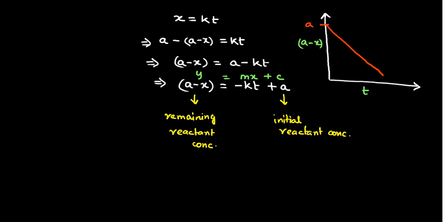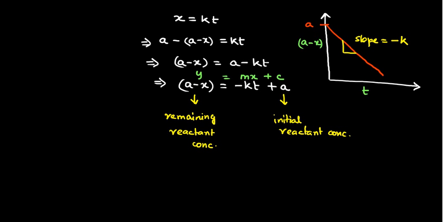Because what is the slope here? The slope here is minus k. So it is a decreasing plot, and A represents the y-intercept. This is according to the mathematical form here. Now let us again have a look at this.